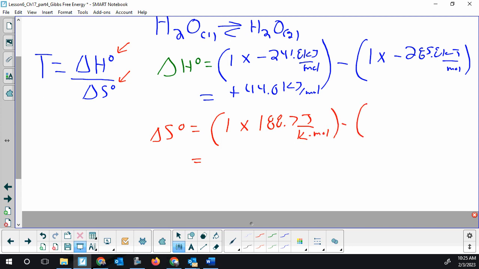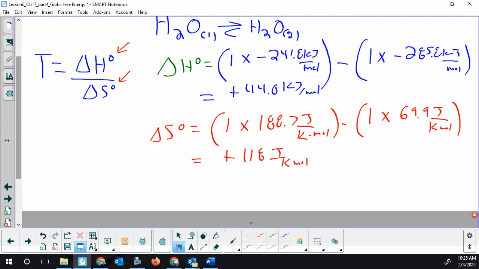minus my reactant, water liquid, which has a lower absolute entropy. It's a liquid compared to a gas. We expect the gas to be higher. And I get a positive 118 joules per Kelvin per mole.